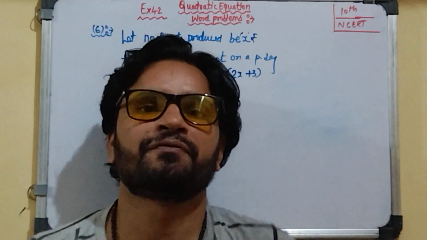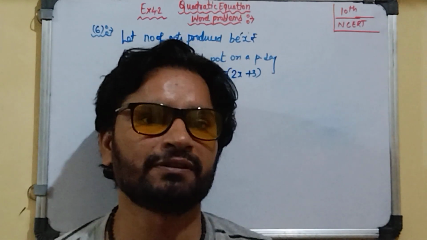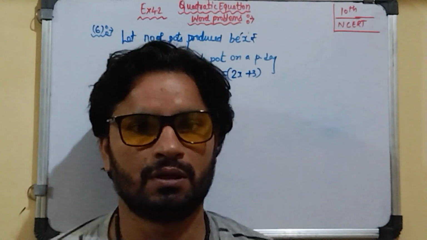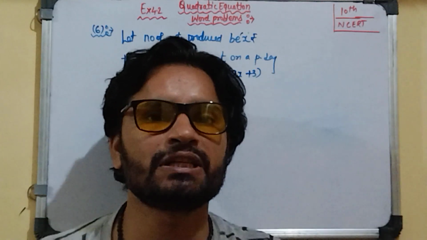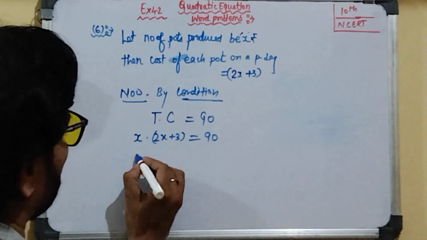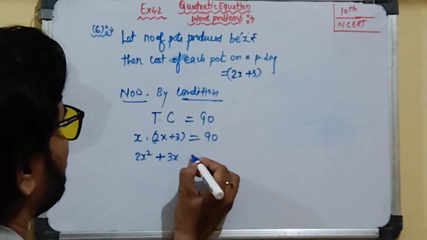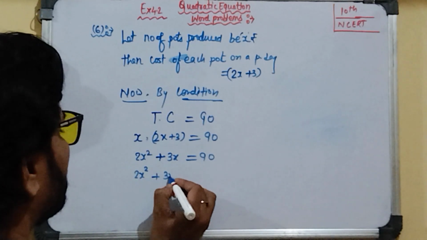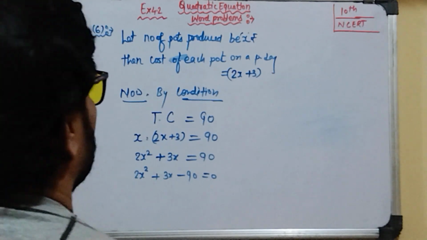Suppose we have 15 kg potato, and 1 kg potato costs 20 rupees. Then what will be the total cost? Number of kgs into each kg's cost. That is clear? Okay. x into 2x, 2x square, plus x into 3, 3x, is equal to 90. So 2x square plus 3x minus 90 is equal to 0.